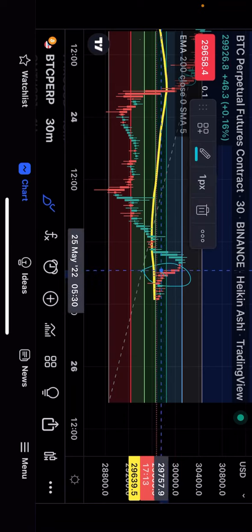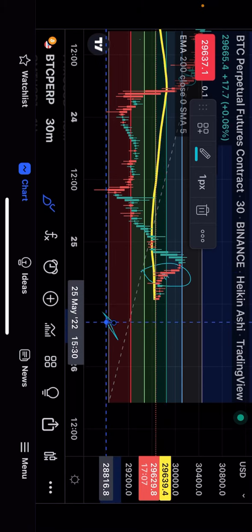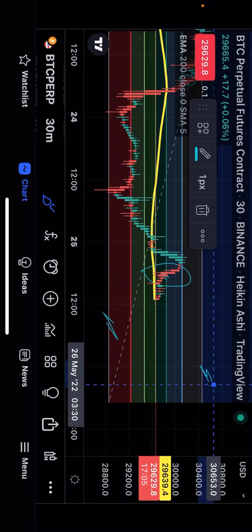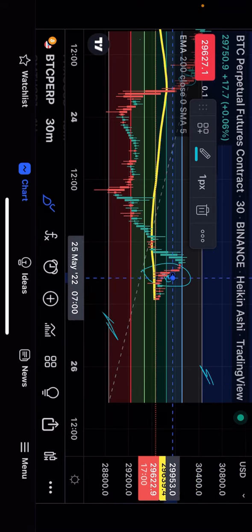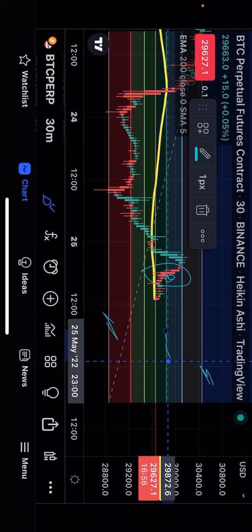Entry position, this place. Your take profits, this place. Your stop loss, this place. Do you get the check? Entry position, this line should be your entry position, somewhere around 29,872.